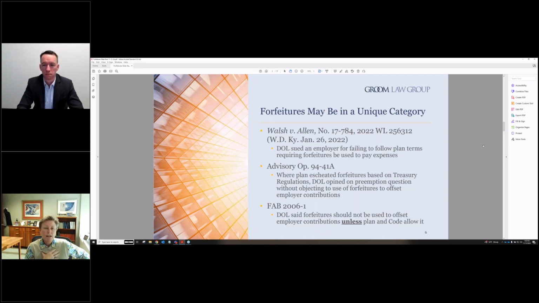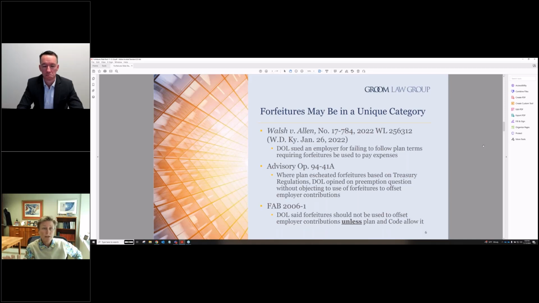But there was actually a lawsuit that the Labor Department brought against a plan sponsor. It started from an investigation in 2017 where the Labor Department looked at the plan terms, and the plan terms said forfeitures have to be used first to reduce plan expenses before they can be used for any other purpose. And in that case, that particular plan did not follow the terms of the plan and used forfeitures for other things. So that's the one case that DOL has ever brought.